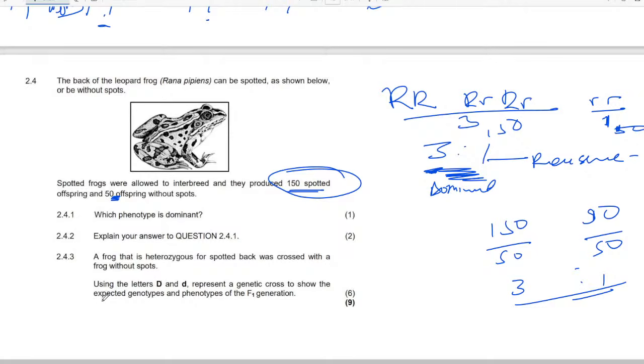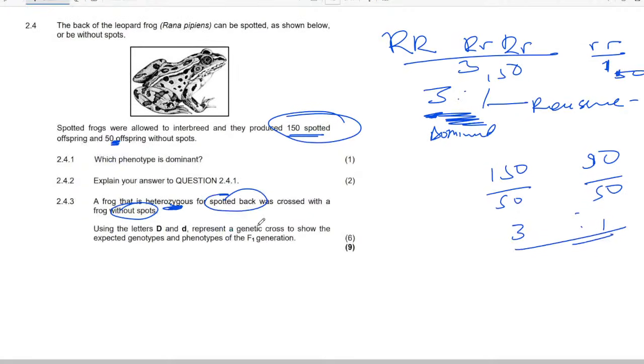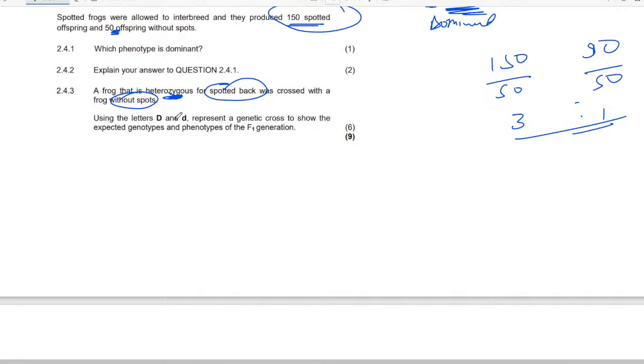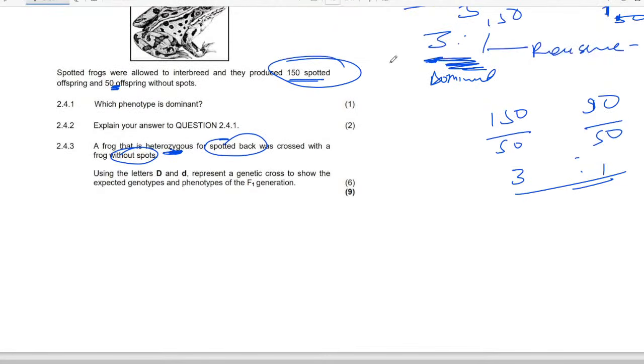And then they are saying that a frog that is heterozygous for spotted black was crossed with a frog without spots. We said the spotted one is the dominant, crossed with the one without spots. But they are saying heterozygous. Use D. Expect the genotype and phenotype of the F1 generation. So you see, the answer is simple, the same way we have been doing.